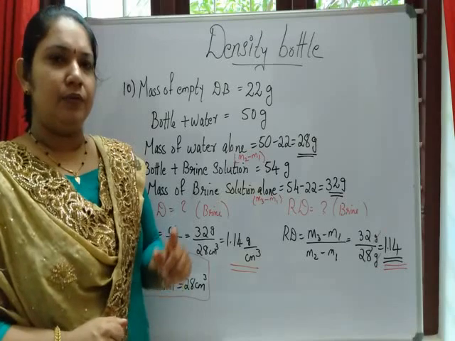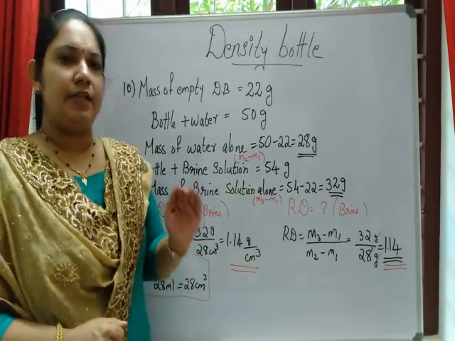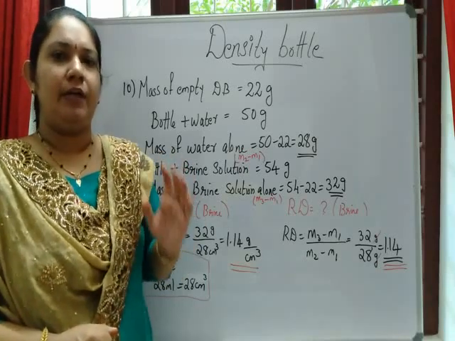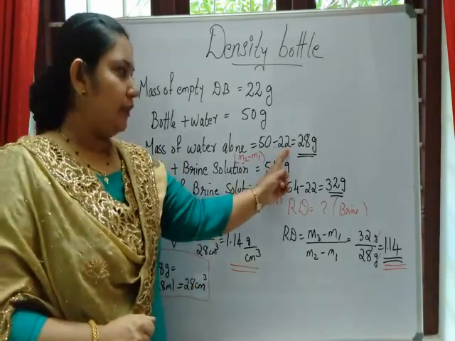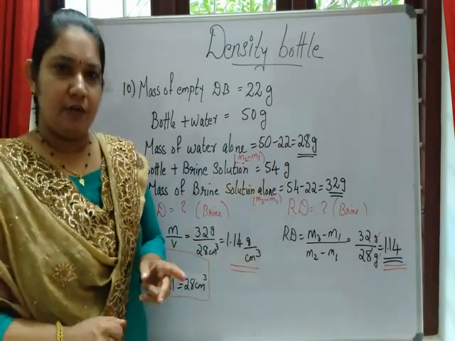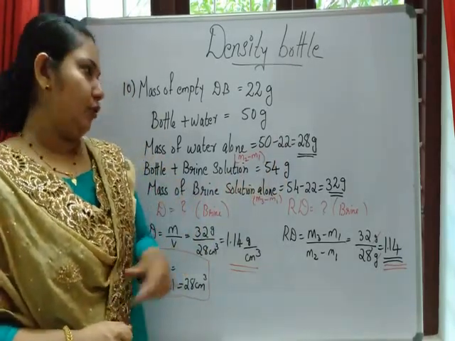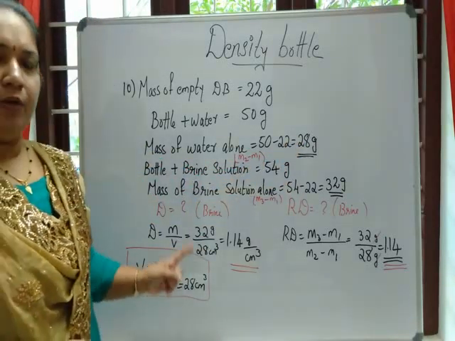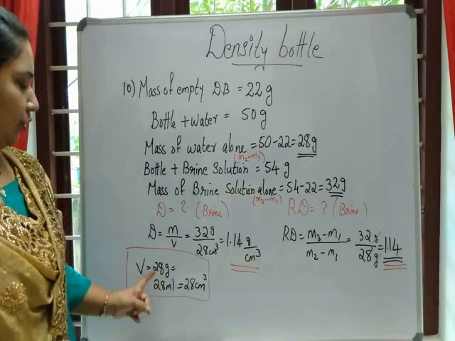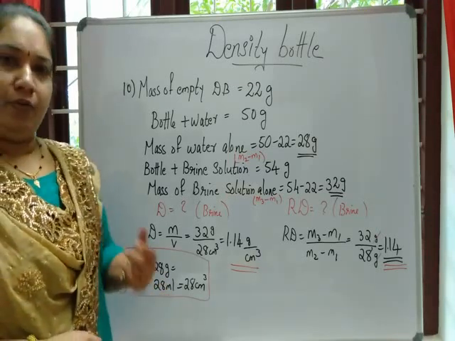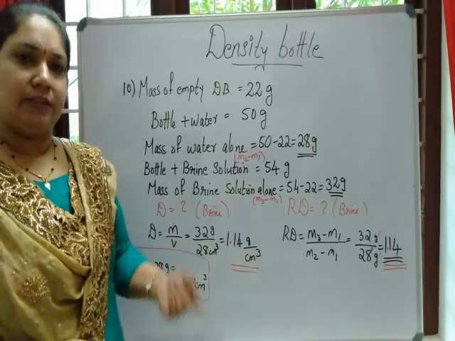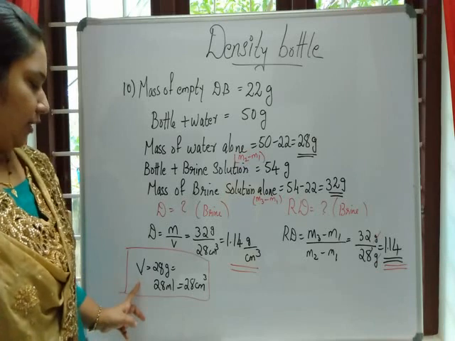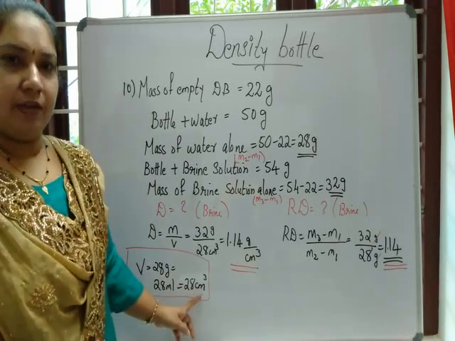I already told you the mass of the water inside the density bottle gives the volume of that particular density bottle. So from this we got one more physical quantity, that is the volume of the density bottle is 28 gram. I just wrote here volume is 28 gram. 1 gram is 1 ml, so 28 gram is 28 ml. And you already know the relation, 1 milliliter is 1 centimeter cube. So we can write the volume of the given density bottle is 28 centimeter cube.